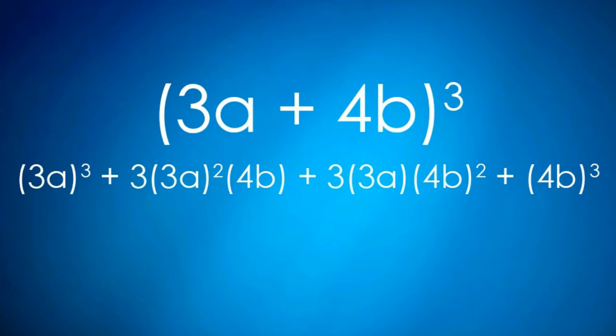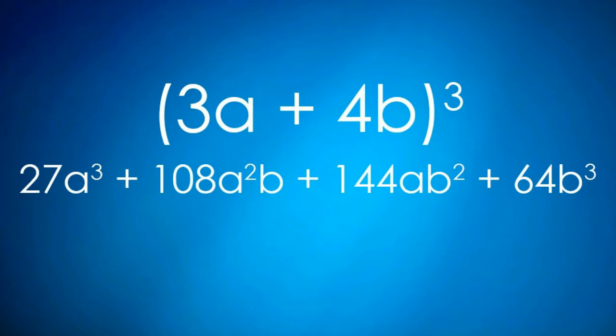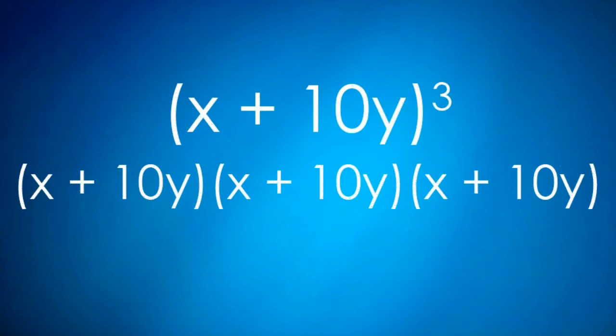Simplifying further, the equation will be equal to 27a cubed plus 108a squared b plus 108ab squared plus 84b cubed. Let's have some more examples for cube of a binomial. Consider we have (x + 10y) cubed.